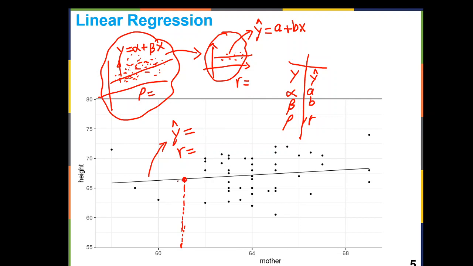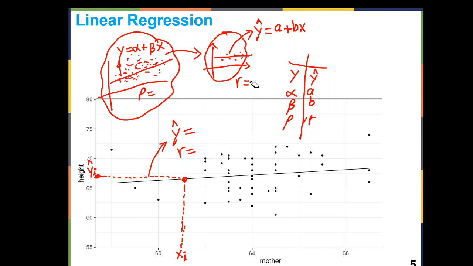We go to the line, and then we go to the y-axis, and that gives us a predicted value for that x value, right? So if this is x sub i, let's call it x sub i, we don't know which one, this would be y hat sub i, right, for that x value. And that's why we are interested in finding y hat. And of course, y hat has to do with a and b, and also has to do with r.